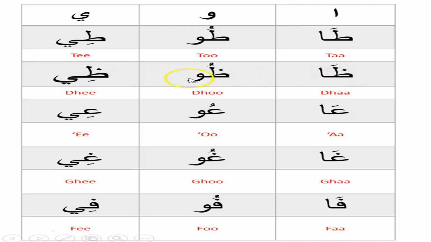Dha, dhu, dhi. Coming to Ain. We need to make sure we're pronouncing it properly, from the middle of the throat, like the ha, with a strong sound. A, ru, ri.